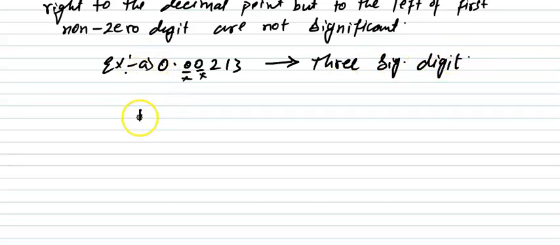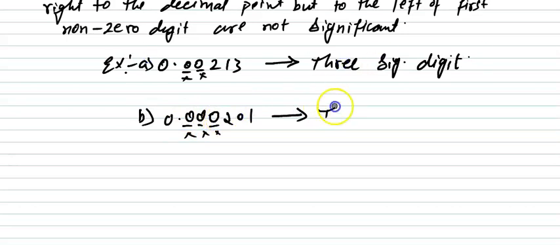Let us take one more example. If we are talking about 0.000201, how many significant digits do we have? Obviously these three zeros are not significant because they are right of the decimal until the first non-zero digit starts. So here also there are three significant digits, right? Three significant digits.